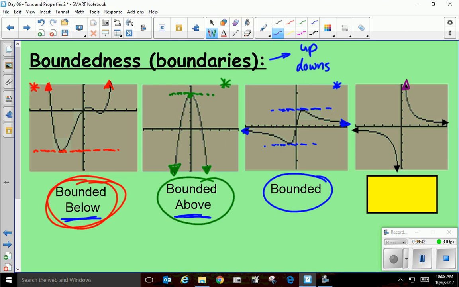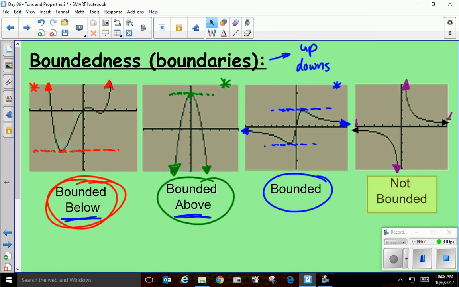And last but not least, this one goes up forever and it goes down forever. Again, I don't care about the left and right when I'm talking about boundaries. All right? It goes up forever and down forever. It is not bounded above or bounded below. So we just say it's not bounded, period. I think that's pretty simple.